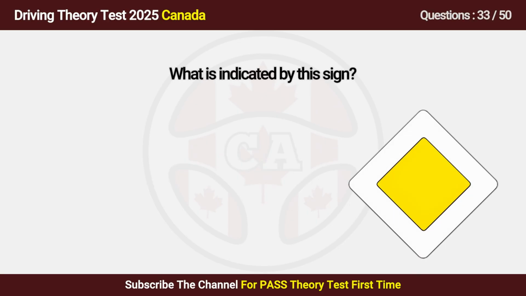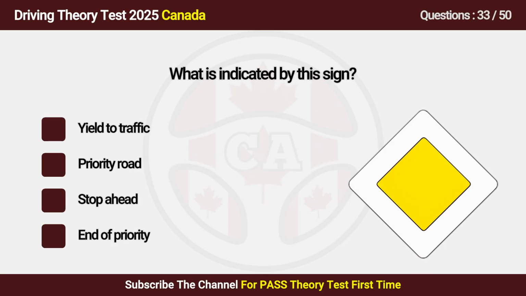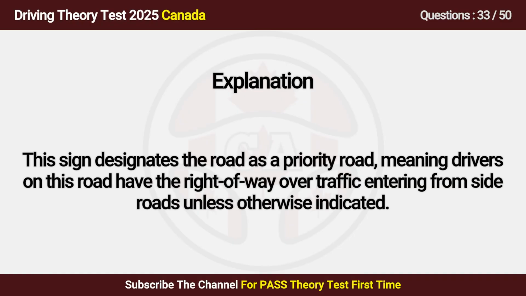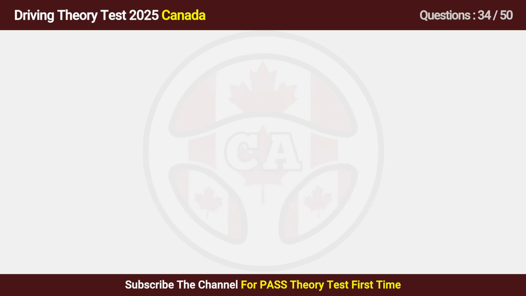Question 33. What is indicated by this sign? A. Yield to traffic. B. Priority road. C. Stop ahead. D. End of priority. Answer is B. Priority road. This sign designates the road as a priority road, meaning drivers on this road have the right of way over traffic entering from side roads unless otherwise indicated.